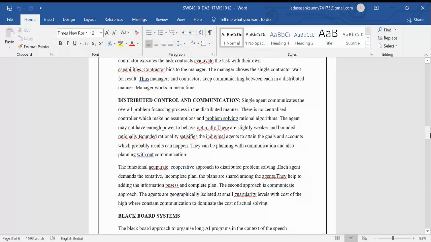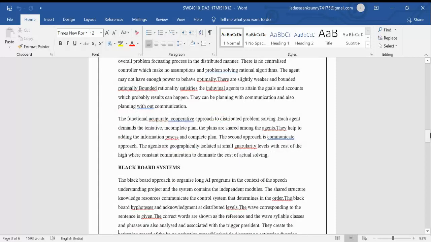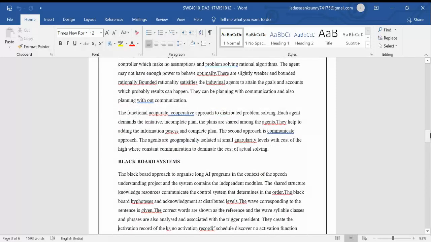And the next step is distributed control and communication. In this, a single agent communicates in an overall distributed manner. There are slightly weaker boundaries, but the rationality is higher. Here, there is planning with a communication technique and also without a communication technique. It has a cooperative approach to distributed problem solving. The second approach is communicative problem solving, which is also great and higher in this step.